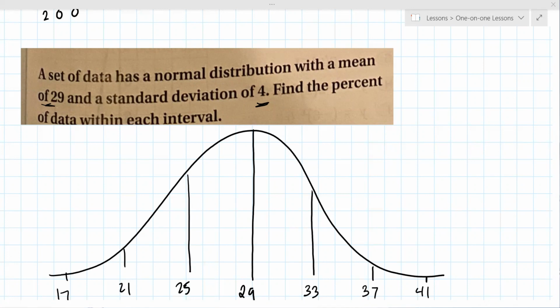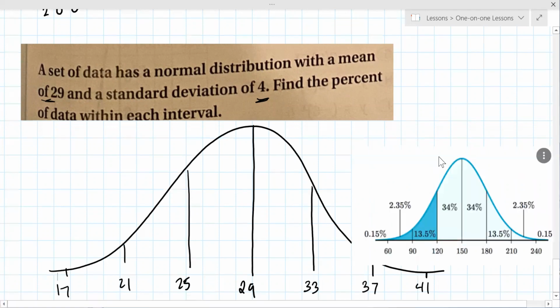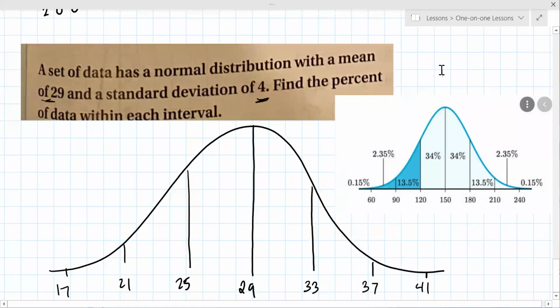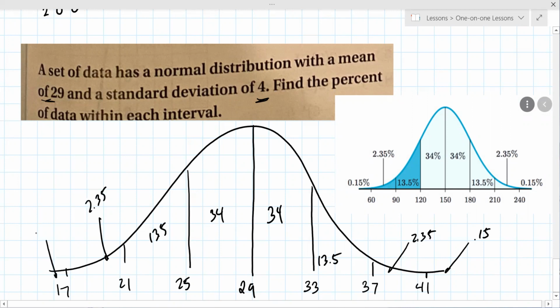I want to snip in a nice one here, so you have it for your notes. So what I would do is have you draw these in. If you get a note sheet, I would definitely have this in there. This is 34%, 13.5%, 2.35%, and 0.15%, and so on. Now we can answer some questions.